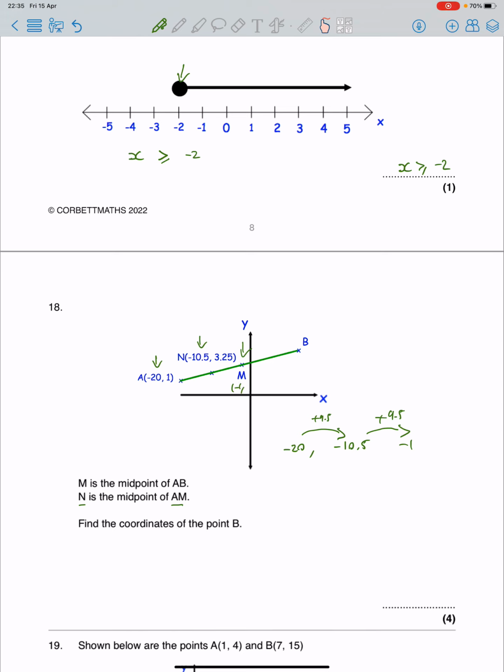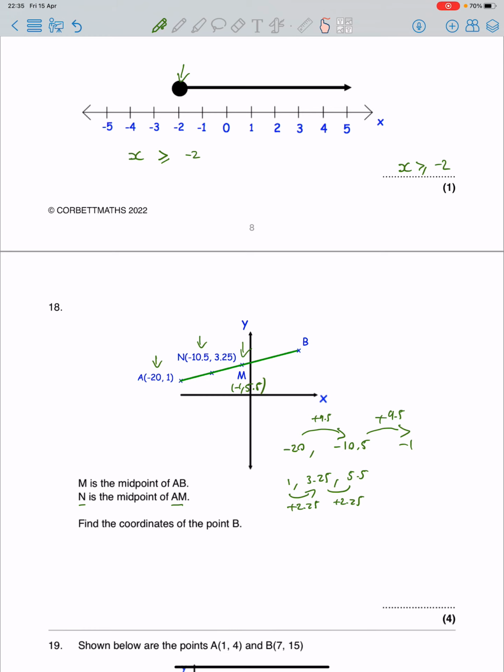And then for y, well, again, we can do the same jump approach. To get from 1 to 3.25, we've added 2.25. So we're going to add again 2.25 like that, and that's going to be 5.5. Sounds good. So we know that the y coordinate of M is 5.5.